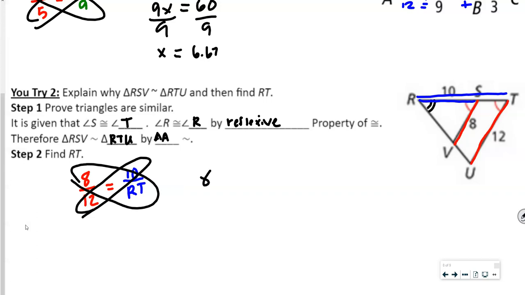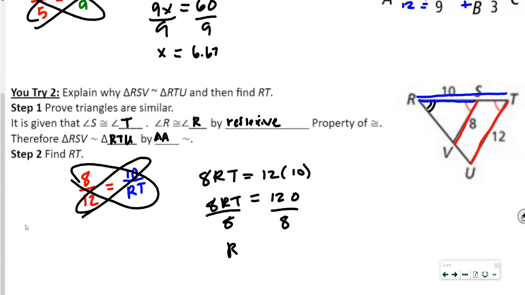So this is 8 RT is equal to 12 times 10. So 8 RT is equal to 120. We're going to divide both sides by 8. So RT is going to be equal to 15. And hey, what if it had asked us about ST? How would we find that? Do you see ST right here? So if we're looking for ST and the whole thing was 15, wouldn't we subtract 10 from it to get ST, and that would have been 5, okay?